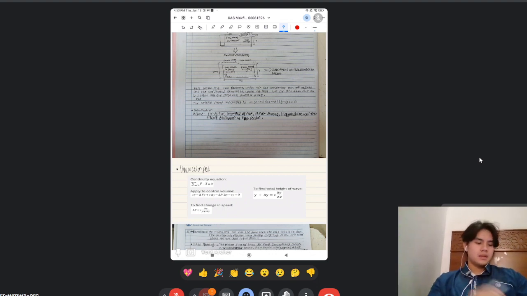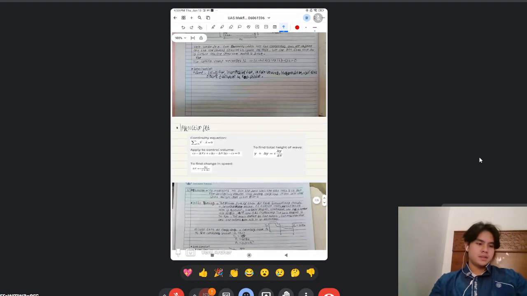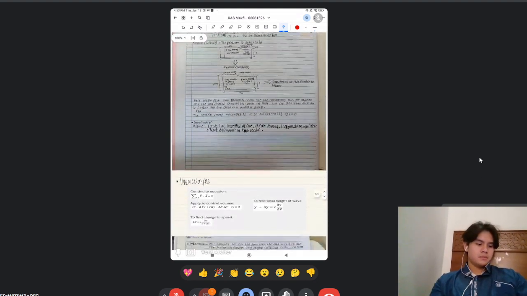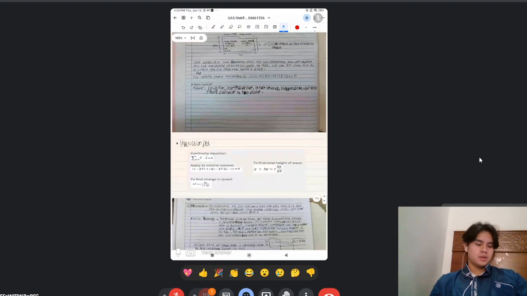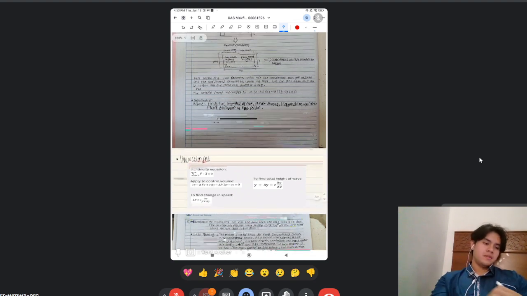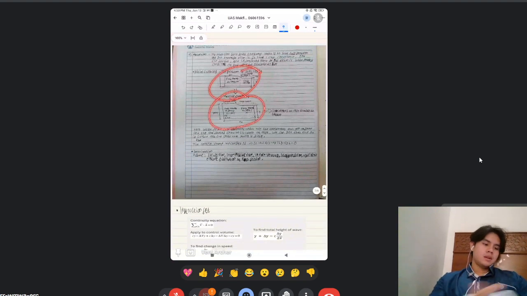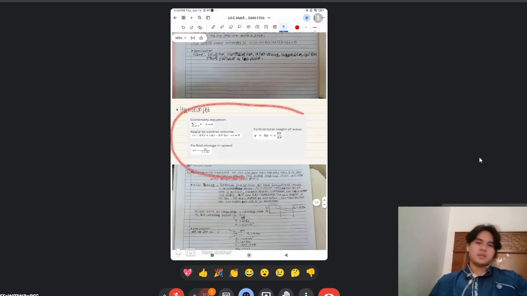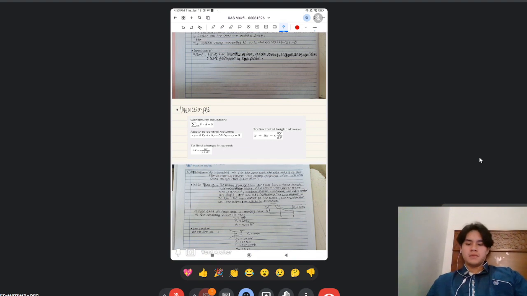And then we can move on to the instruction set, where we can get a lot from this, especially the continuity equation itself, and then we can apply that to the control volume to find the change in speed, and then we can find the total height of the wave. We can get all of that data that was previously unknown, and if this problem had specific values for any of the data provided, we can find all of that using this formula.